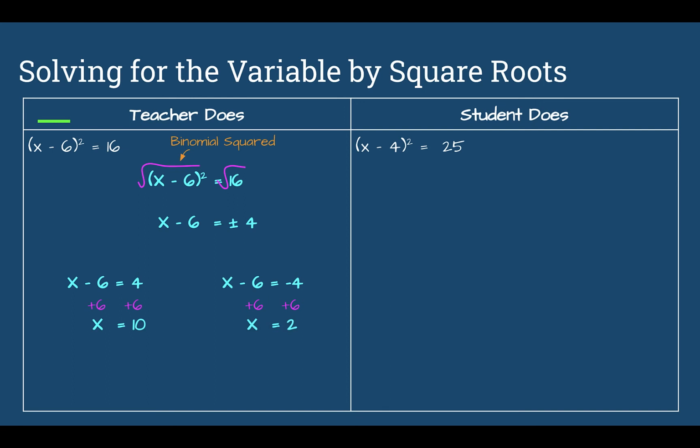So those two values are what you could plug in for x and get your answer. If you did 10 minus 6, you get 4. 4 to the second power is 16. If you plug in 2, 2 minus 6 is negative 4. Negative 4 to the second power is 16. So both of those things work. Just remember, when you take the square root, you're going to end up with a positive and negative answer. Split them apart, solve for both.